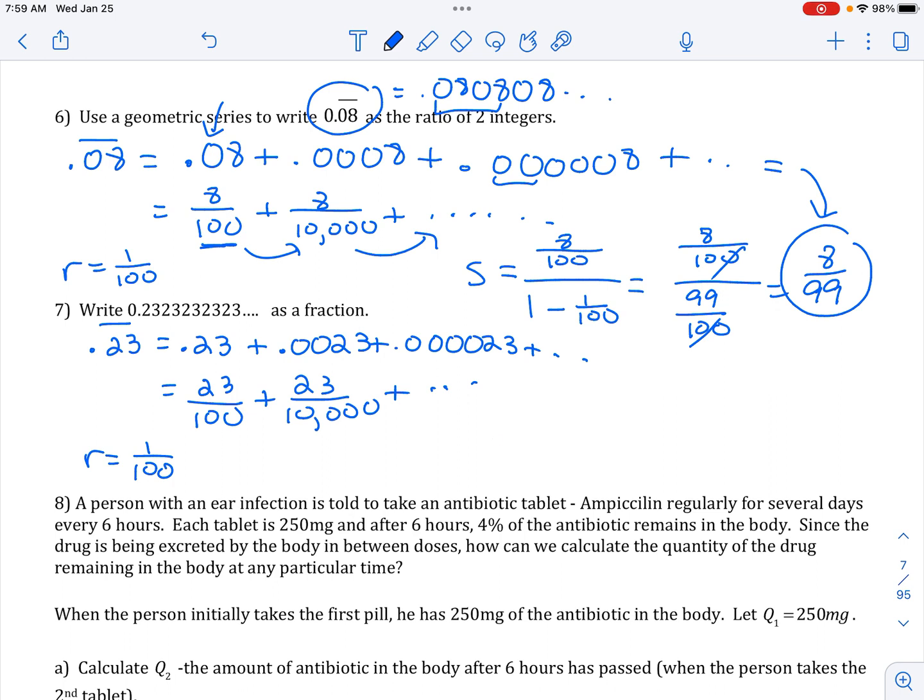So the sum of this series is going to be A, the first term, all over 1 minus R. And this is 23 over 99. And you can do this for any repeating decimal. Like 0.3 repeating is exactly 1/3. So hopefully we know that, but that's another repeating decimal you can do that with.